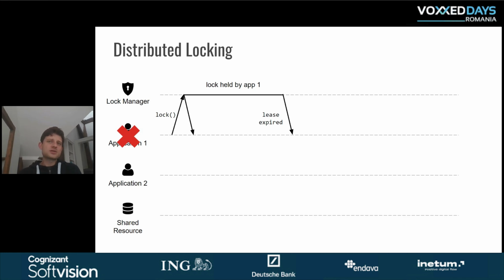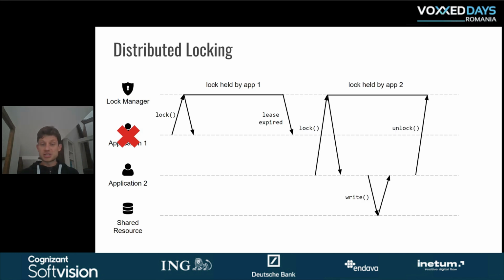So even if application 1 crashes, it's not such a big deal because the system can recover. The lease expires and the second application after some time can acquire the lock, write to the shared resource and unlock. So that is our context. What I presented is already one difficulty of the distributed lock against a normal non-distributed lock, and how we cope with this.